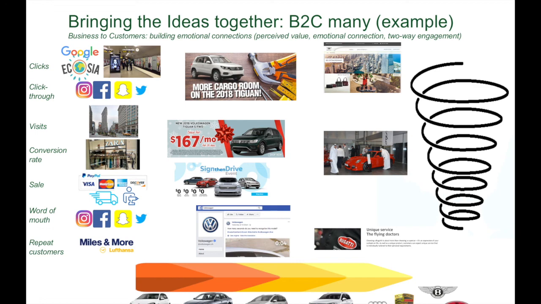So, in the first case, when we try to sell a Golf, the clicks would be, of course, online, like Google, Ecosia, or even Instagram, Facebook, Snapchat, Twitter, or displays on train stations, for instance.